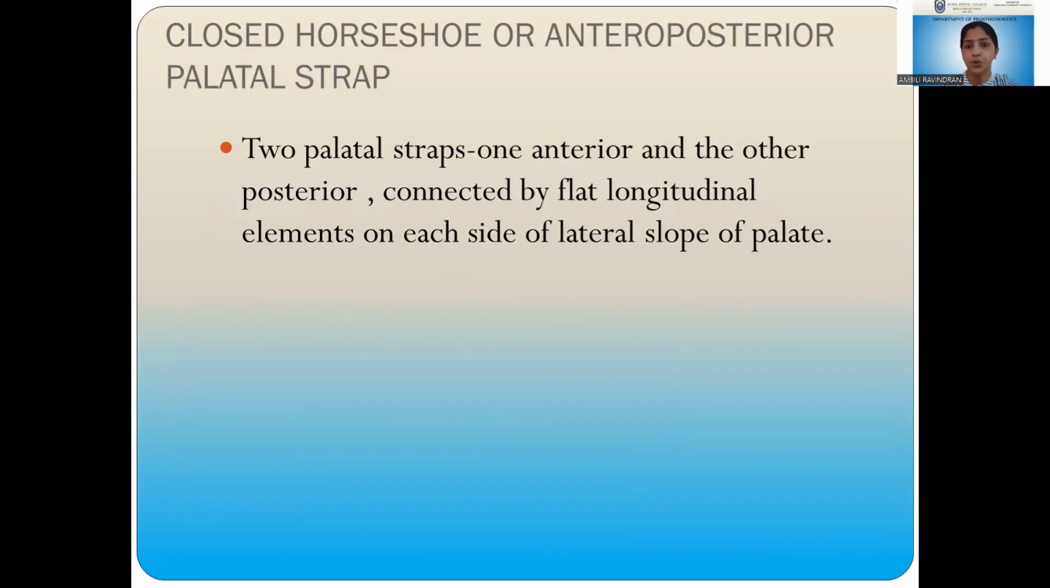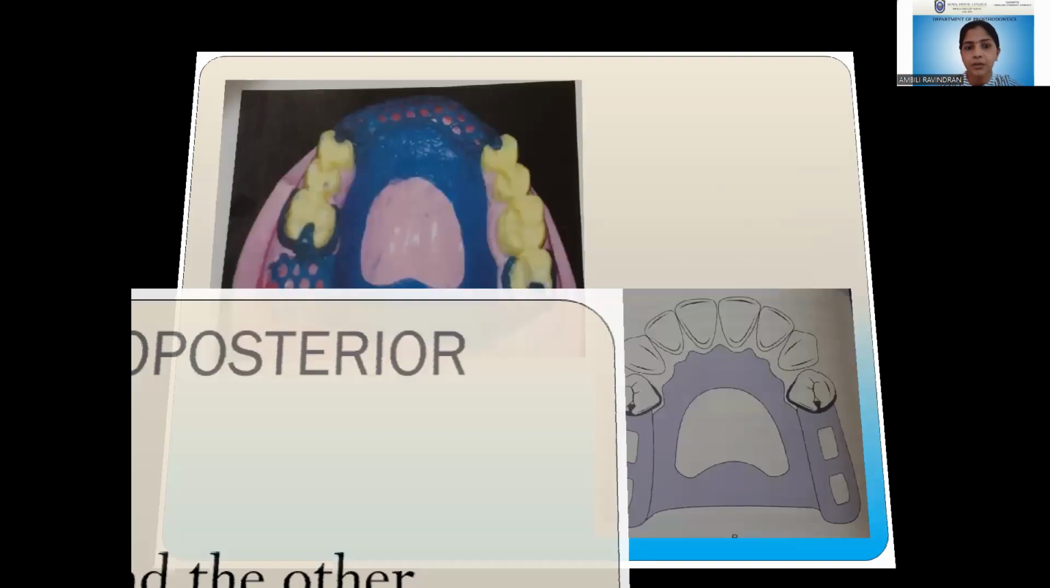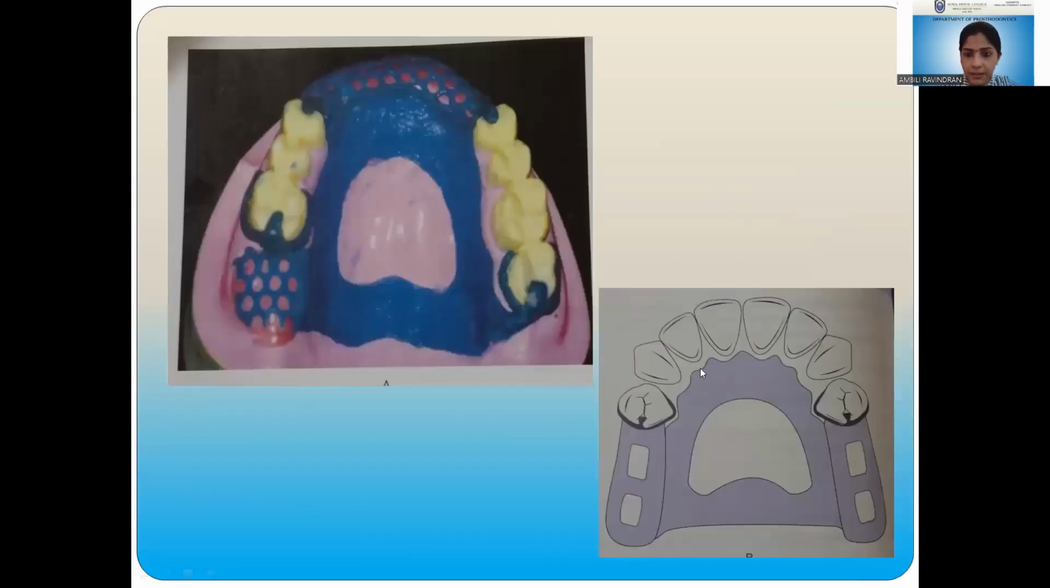Coming to the closed horseshoe or anteroposterior palatal strap. This is similar to the anteroposterior palatal bar. Two palatal straps are running anteriorly and posteriorly, and they are connected by a longitudinal element on the lateral slopes of the palate. Basically, these edges should be 6 mm away from the gingival margin, and the inner diameter should be 20 by 15 mm, and always if we are extending into the rugae region, that should be in the valley of the rugae.